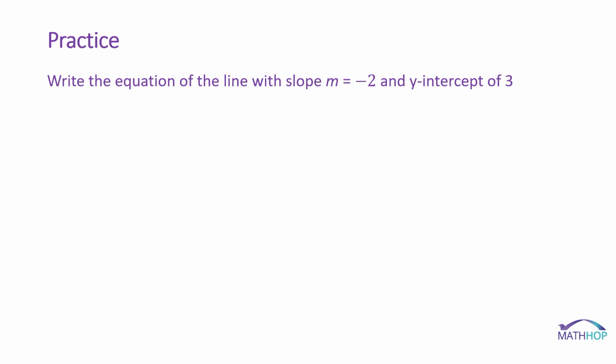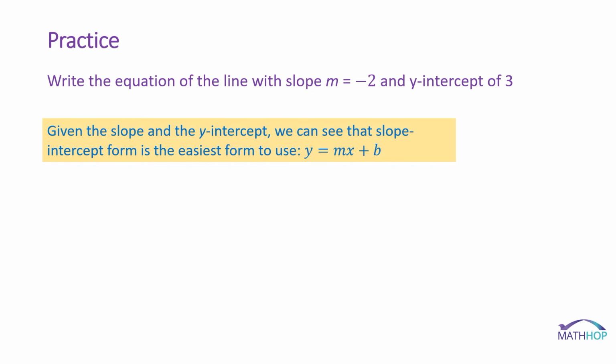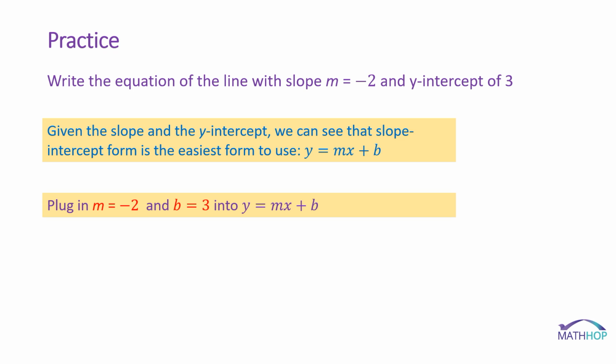Let's write the equation of a line that has a slope of negative 2 and a y-intercept of 3. This is even less work than the last time. So we have the slope and the y-intercept. So slope-intercept form is the easiest to use. Pop -2 in for m, and pop 3 in for b, and we get y equals -2x plus 3. Couldn't be easier. All right? Let's look at one more.